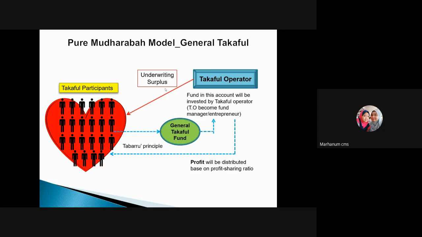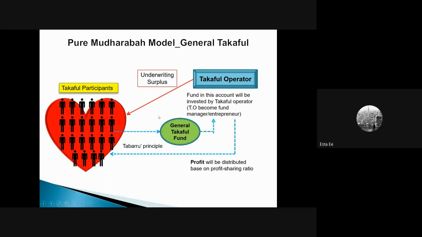Okay, so what do you think? Who should receive the surplus? The surplus belongs to whom? Is it the participant? Participant, right? Because the fund is coming from them, not the Takaful operator's fund. So that is what we call pure. Originally, the underwriting surplus will be given to the participant.